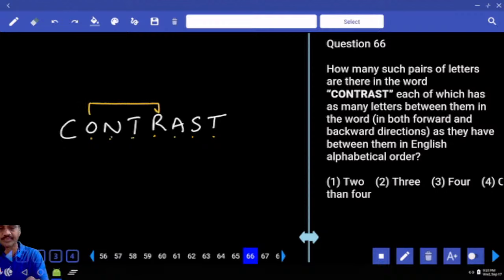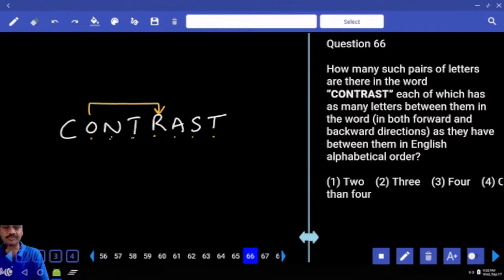Between O and R, how many letters are there? In this word there are 2 letters. Again in the English alphabet also, between O and R there are 2 letters. Hence it forms a pair. R, S, T, U. N, O, P, Q, R, S. T, U, V, W, X. R, S, T, U. A, B, C.